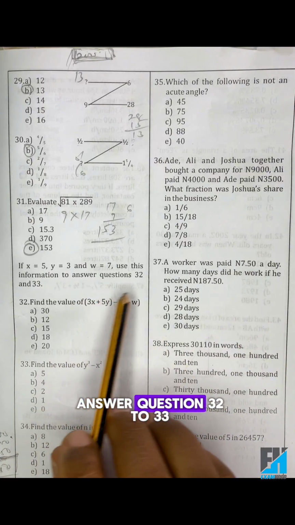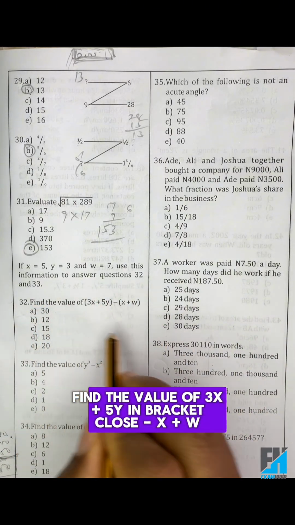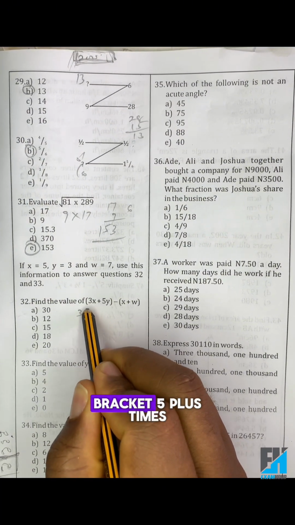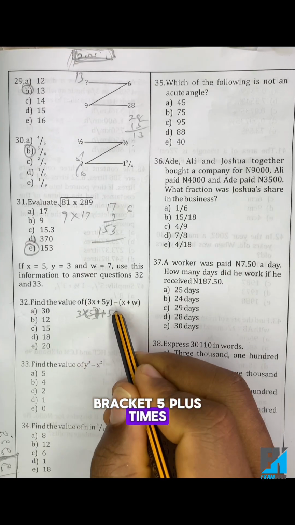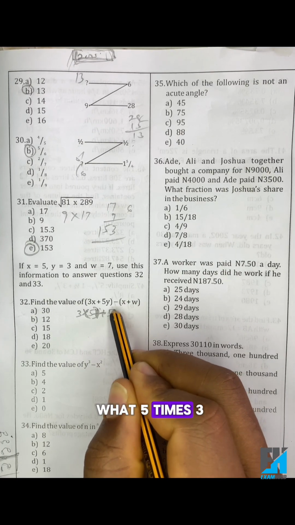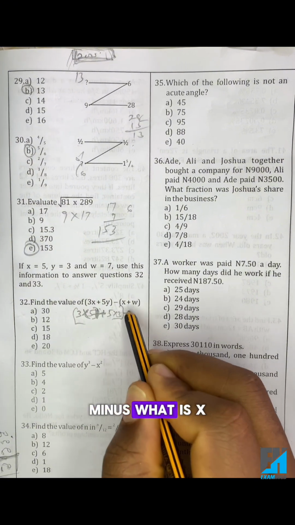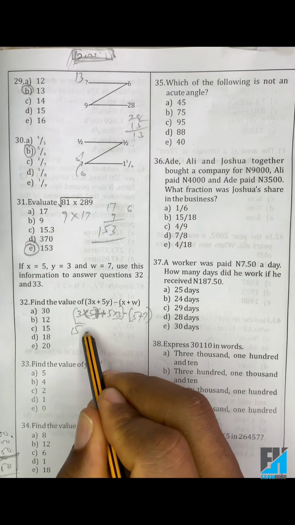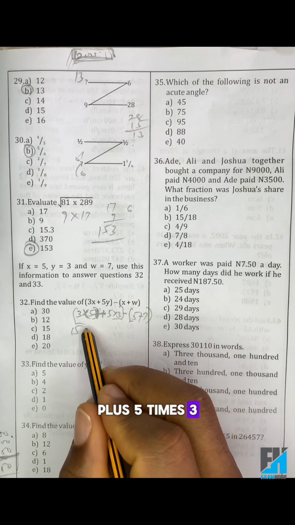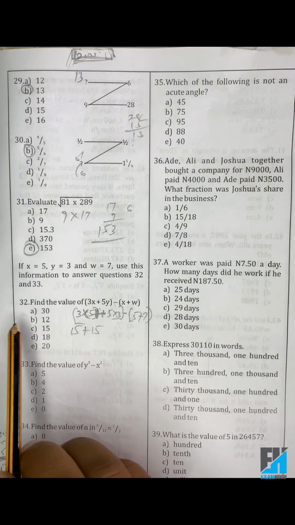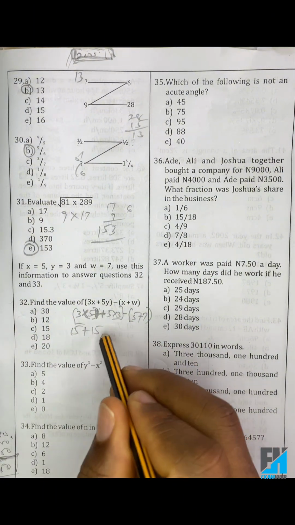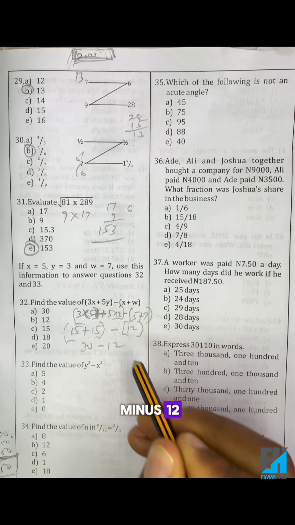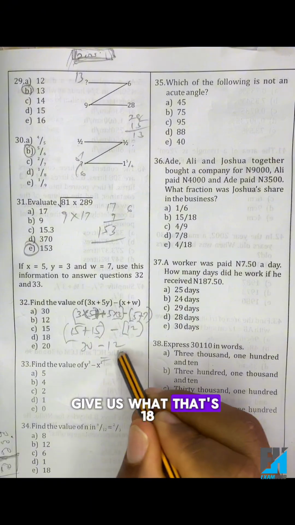Use the information to answer questions 32 to 33. Find the value of (3x + 5y) minus (x + w). That will be 3 into bracket 5 plus 5 times 3, minus what is x? 5 plus 7. That's 3 times 5, 15. 15 plus 5 times 3 is 15. That's 15 plus 15, minus 5 plus 7. That's 12. That's 30 minus 12. 30 minus 12 will give us 18. Do we have 18?